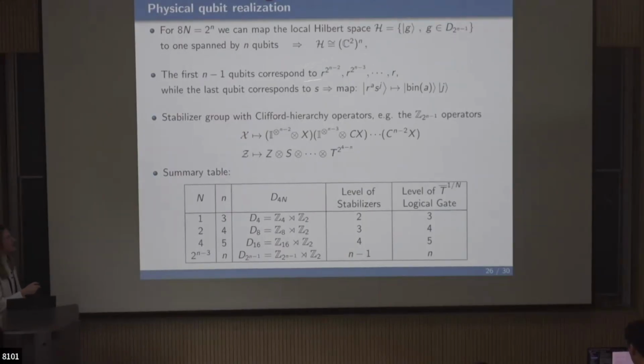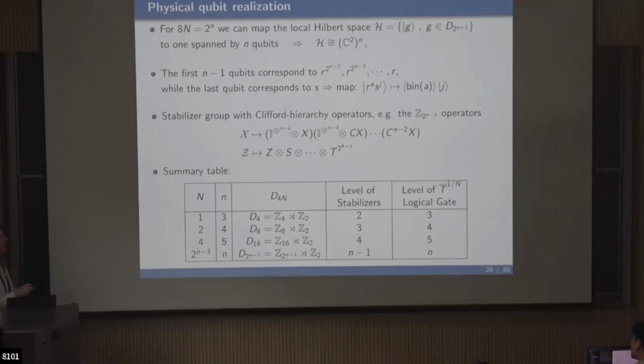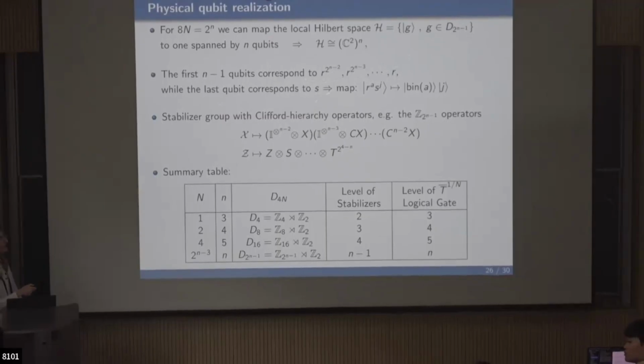So the map is actually quite simple because we have n-1 qubits for this Z4n factor, where we basically have all these powers of r, so r and then r squared and then r to the 4th, etc. And then we have another qubit for the reflection s, okay? So concretely, if we have our group element like this, we just take the binary representation of a and then j, which is already a qubit, okay? So this maps it to a qubit Hilbert space.